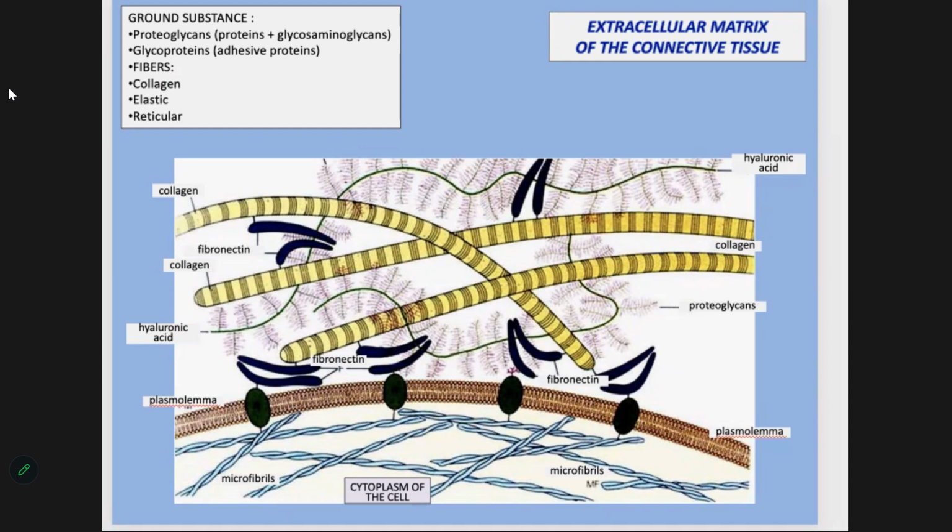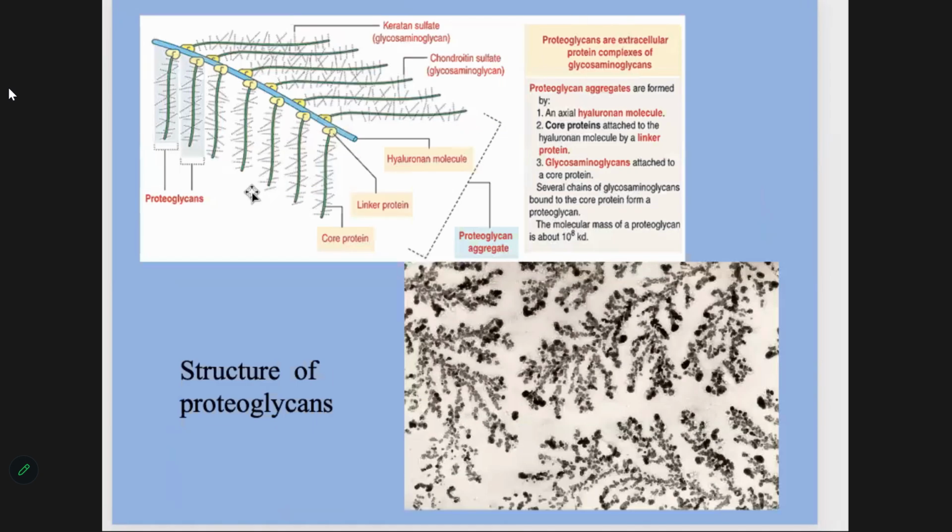Look at the structure of proteoglycans. The main function of proteoglycans is the storage of water. These molecules of proteoglycans connect the water molecules and store the water molecules inside the extracellular matrix of connective tissue.